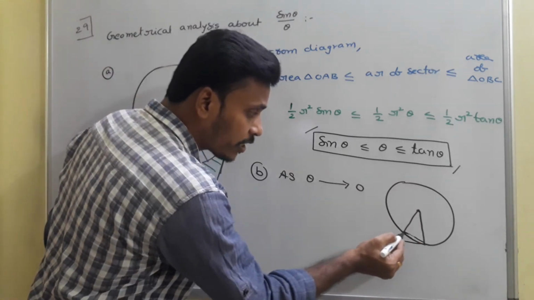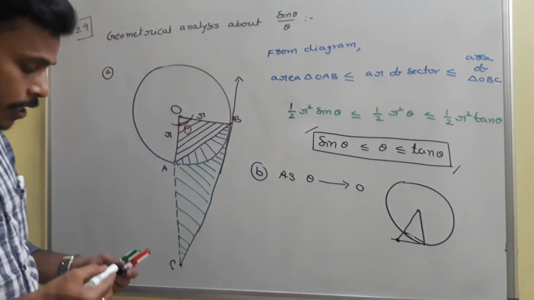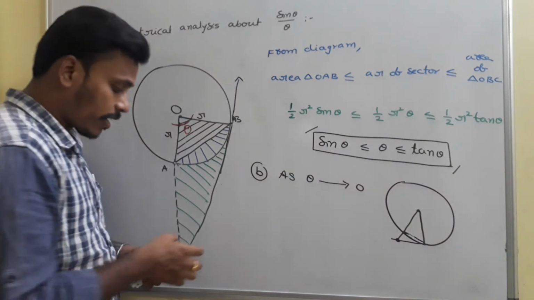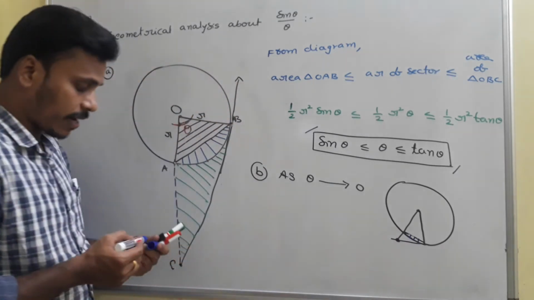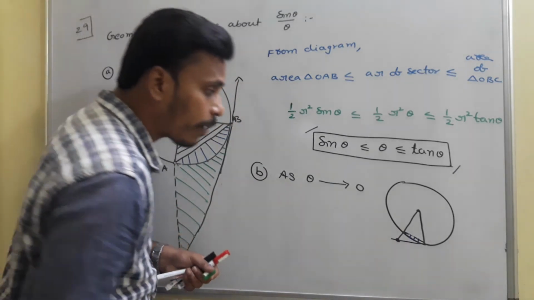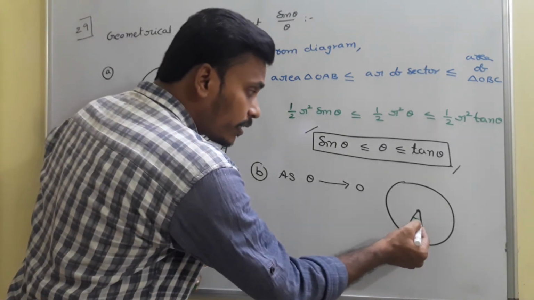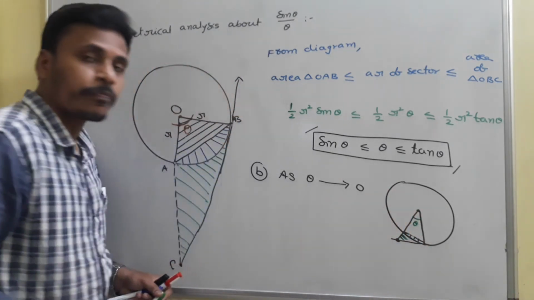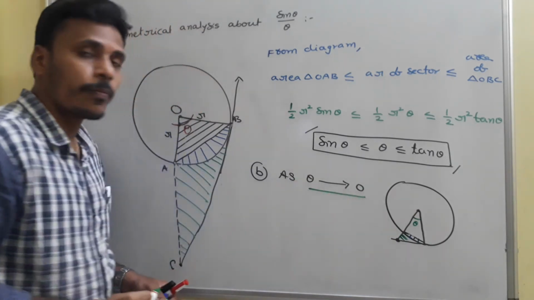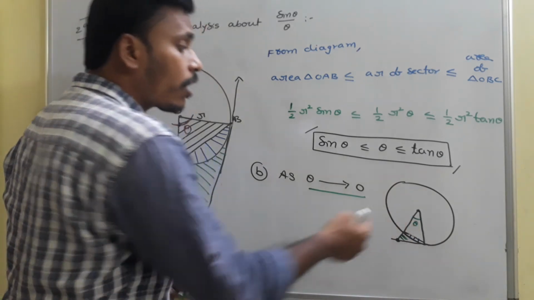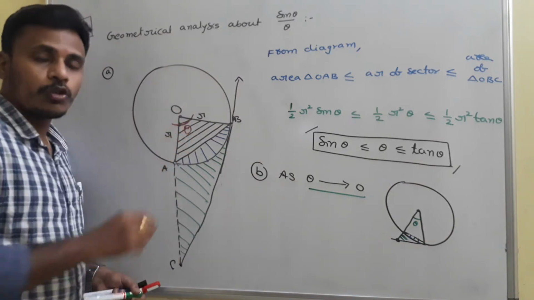As you sketch the tangent here and extend it, this is the right angle triangle. Just observe. This is the gap between sector and triangle, and this is the gap between triangle and sector. So here the theta value is somewhat considerable. But as I said, as theta tends to 0, theta is much smaller than this. Theta is very small.